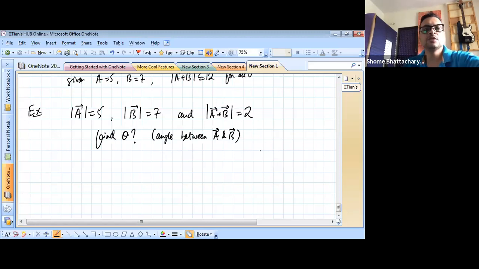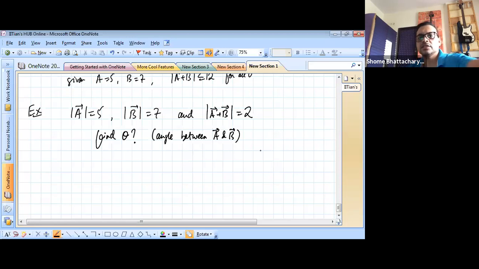So again, which formula will you use over here? The formula of triangle law. But here, what is the unknown quantity? Theta. What is the known quantity? The magnitude of A plus B is known. So the left hand side of the equation you know, but on the right hand side the value of theta is unknown. So you have to solve it for theta. Just write the statement of triangle law and try to solve it first for cos theta, and from cos theta you will come to know the value of theta.